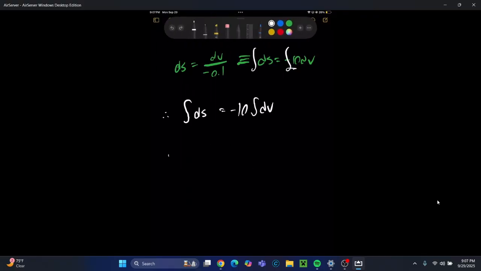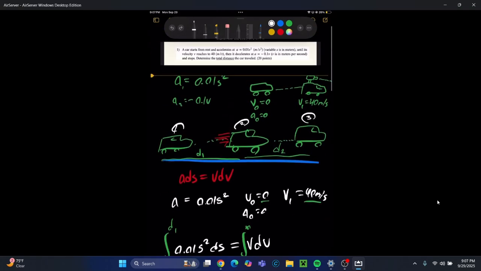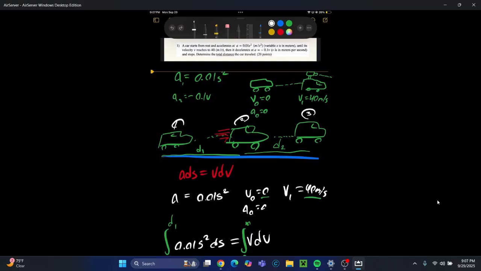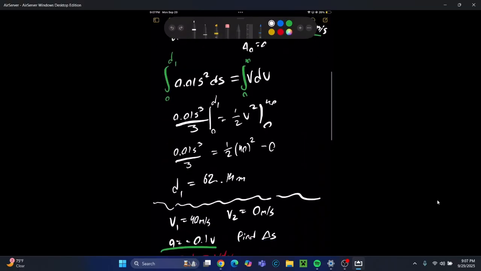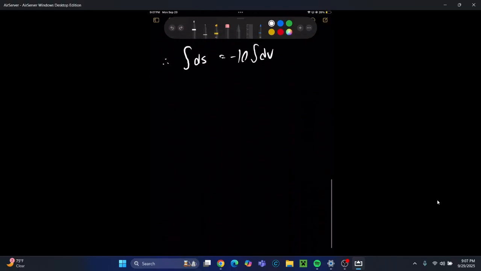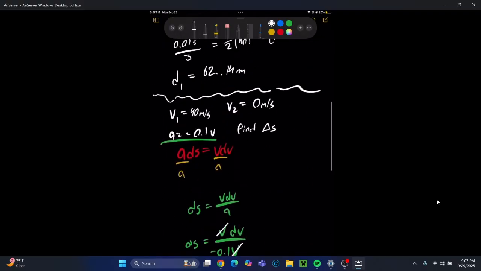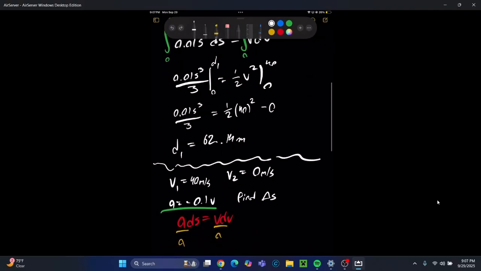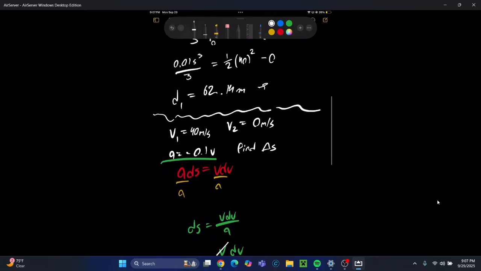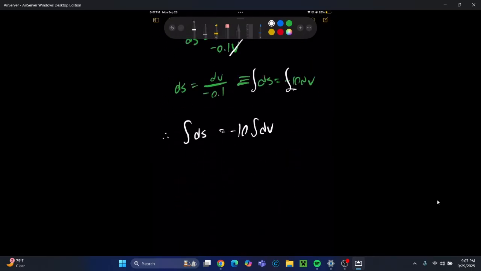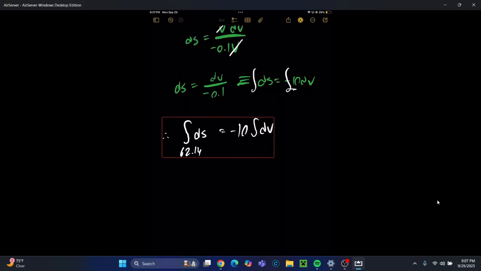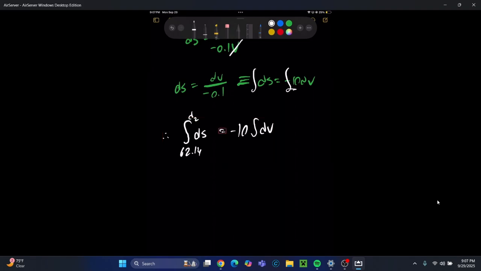But in this instance, we are not starting a process, we're ending it. So instead of going from 1 to 2, we're going from 2 to 1. That's a roundabout way to say that our lower bound isn't 0, it's whatever we just ended at. So we just ended at our position being 62.14, so we're going to make our lower bound 62.14. And our upper bound is our final position, our final distance. So I'm going to say D2, because I said so.